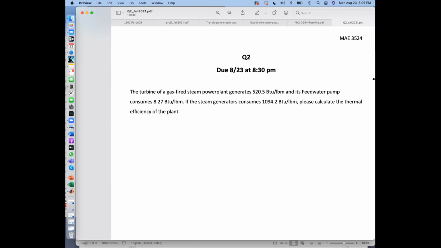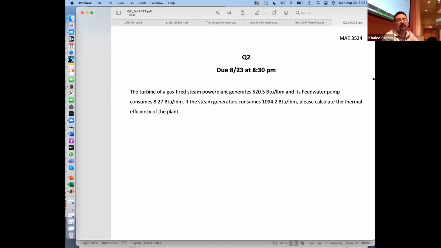The problem says the turbine of a gas-fired steam power plant generates this much BTU per pound, and its feed water pump consumes this much, and the steam generator consumes this much energy. That's what Q added is. Calculate the thermal efficiency of the plant. He gives you work turbine, work pump, and Q added, and he's asking for eta thermal. You can answer this in 2 minutes.